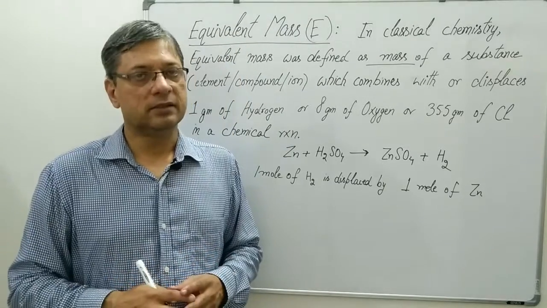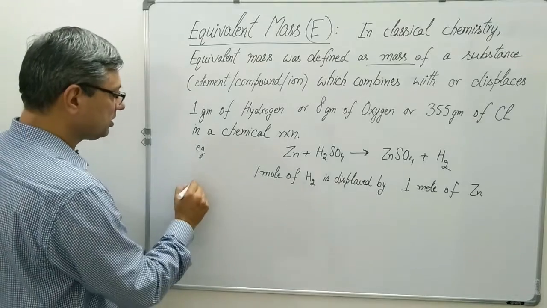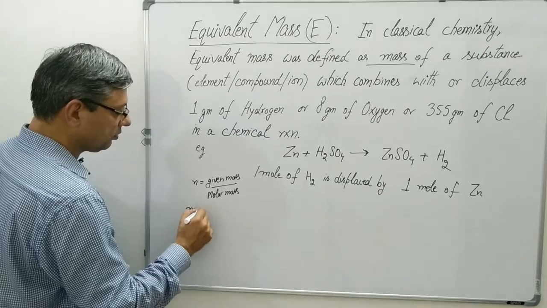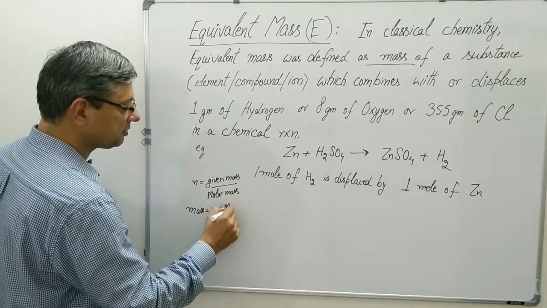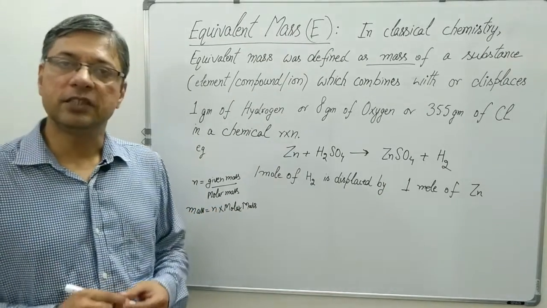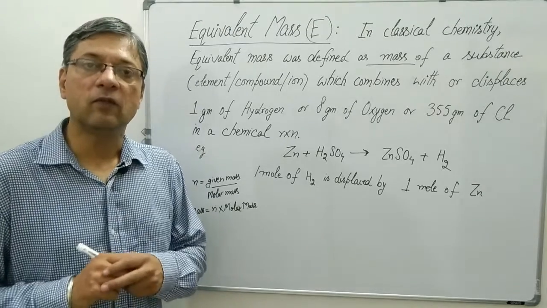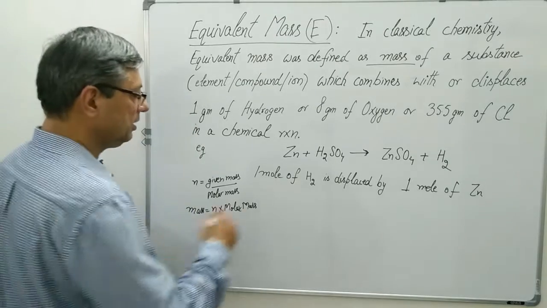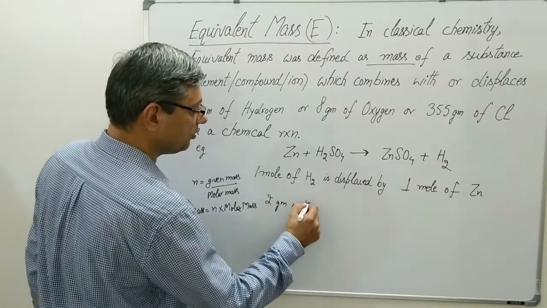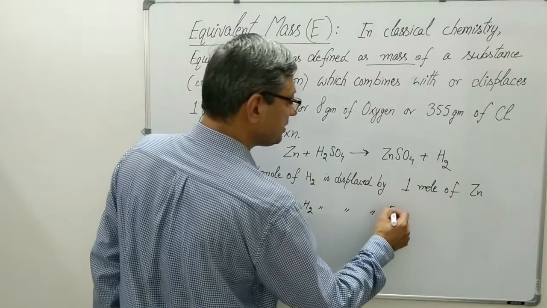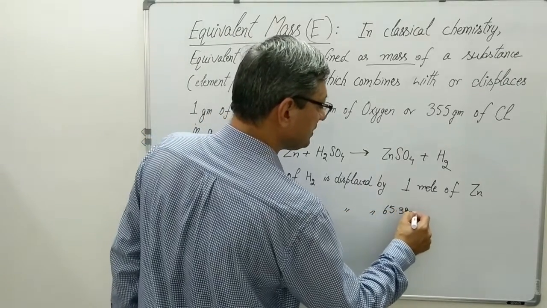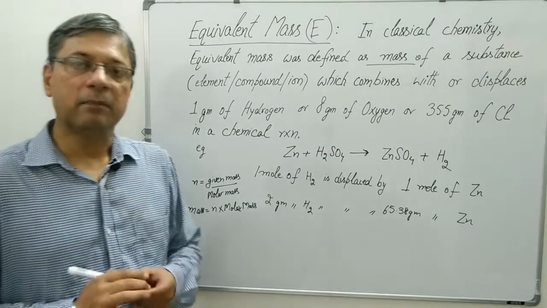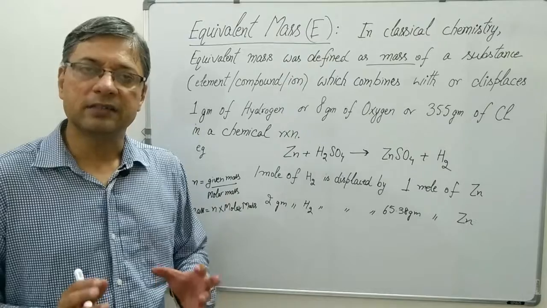Converting moles into mass. We know the formula: number of moles is equal to given mass upon molar mass. Therefore, mass will be equal to number of moles into molar mass. Molar mass of hydrogen is 2 grams per mole. Therefore, in place of 1 mole of hydrogen, I can write 2 grams of hydrogen. 2 grams of hydrogen is displaced by 65.38 grams of zinc. 65.38 gram per mole is the molar mass or atomic mass of zinc.